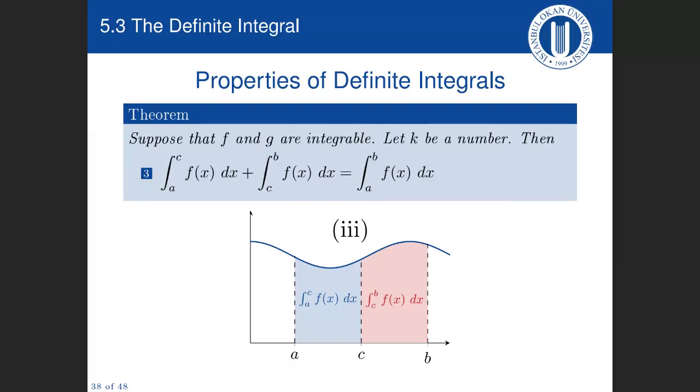Rule number 3. An integral from a to c, so that's this blue bit, plus an integral from c to b, that's this pink bit, is equal to the integral from a to b, which is all of it. Well, we can see that from the picture. All of this area, which I'm colouring in green, is equal to the blue area plus the pink area.